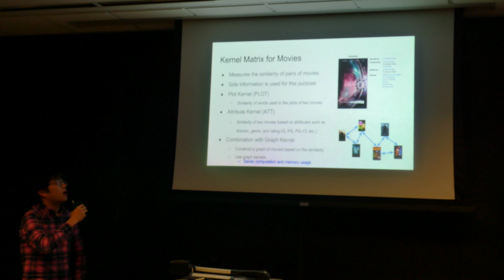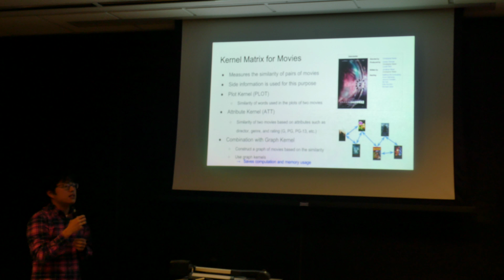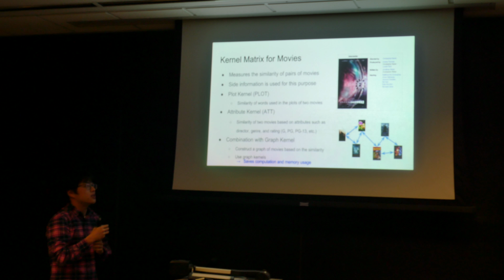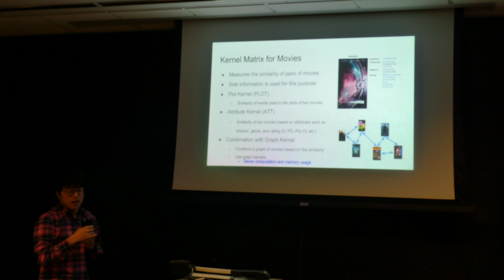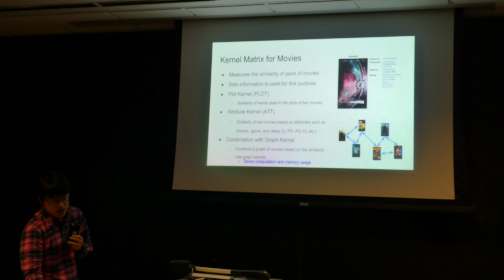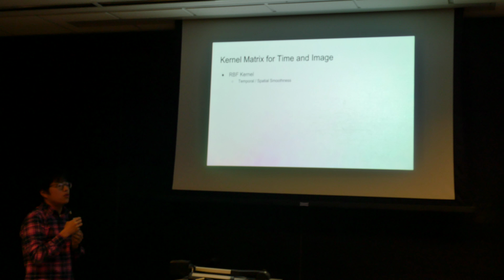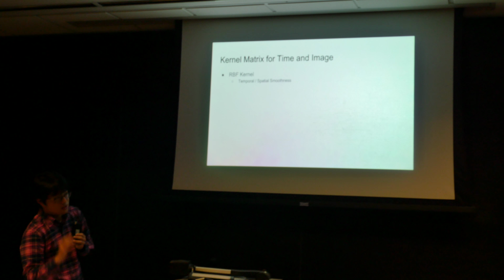To define kernel matrices for movies, we also use side information. Specifically, we measure the similarity of the plots and other attributes of the movies. And we also combine this with graph kernels to specify kernel matrices and save computation and space usage. And for other dimensions, we use an RBF kernel, which captures spatial and temporal smoothness.